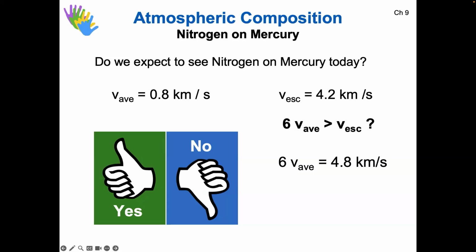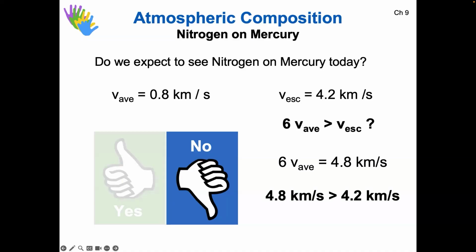Yep, so it's going to be 4.8 versus 6. You are going to have a greater escape velocity. So yeah, you're not going to have any nitrogen on Mercury, because you have 4.8 kilometers per second, which is greater than 4.2 kilometers per second, the escape velocity for Mercury. We're going to do this for other planets going forward. If you're not sure, just a reminder, I also have the recordings of these on the Canvas website, so you can revisit this.